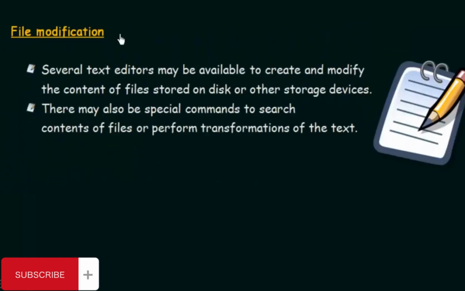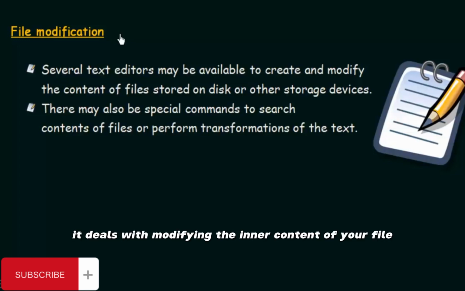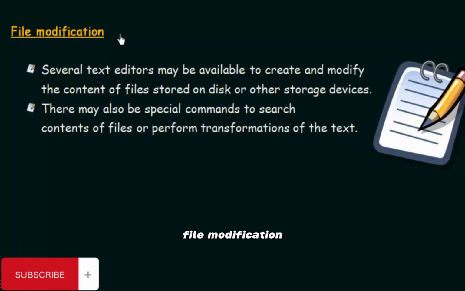And then the next one is file modification. These are the system programs that help in modifying your files. You may be thinking, what is the difference between file management and file modification? Because we have just discussed file management in the first point. File management deals with the outer layer of your file. That means creating your files, deleting your files, renaming, copying, moving, and so on. But file modification deals with modifying the inner content of your file. So if you want to modify the inner content of your file, you use system programs which fall under the category of file modification.